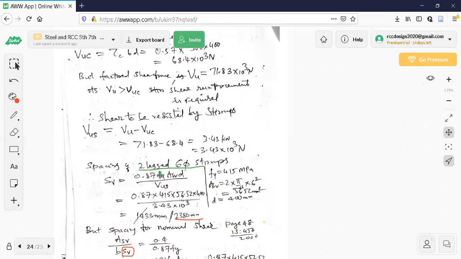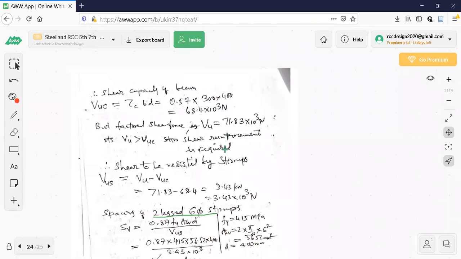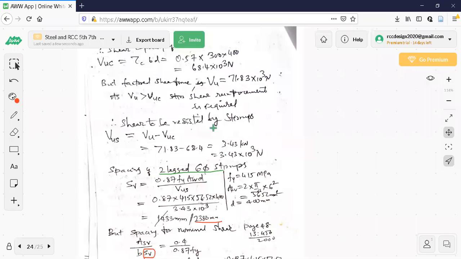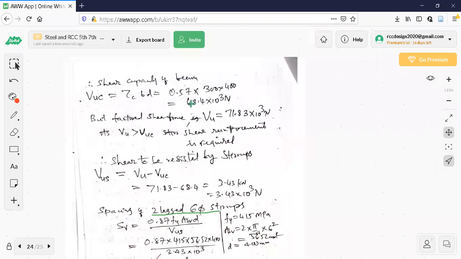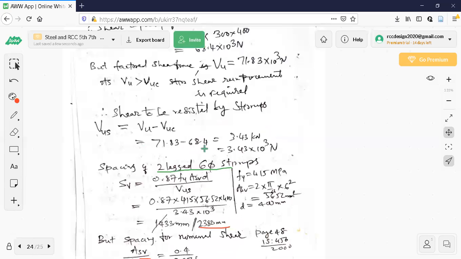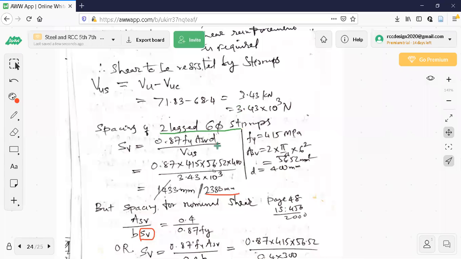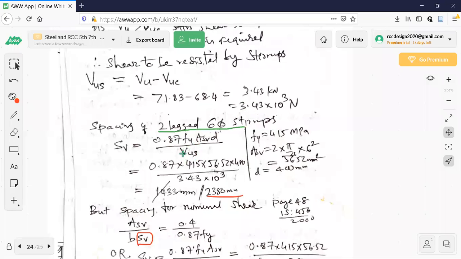So tau c BD is 68.4. It is less than 71.8. Stirrups are required. So in order to find the stirrups, you should subtract this and this, 71.8 minus 68.4. Now this value is used here in VUS.